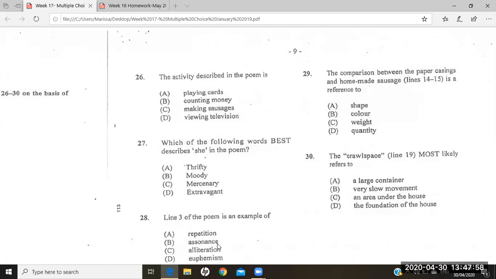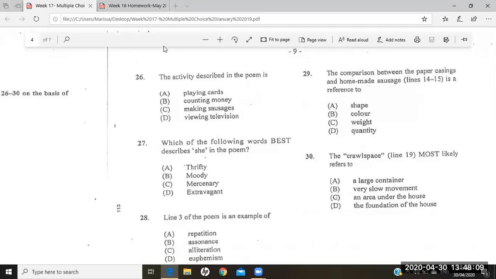And for euphemism, Khadija Francis, what do you remember euphemism to be? Khadija, what do you remember euphemism to be? So Khadija is saying she can't remember. Khadija, that means that we're not revising. So we need to be revising a lot more because this was something that you guys learned your very first term.